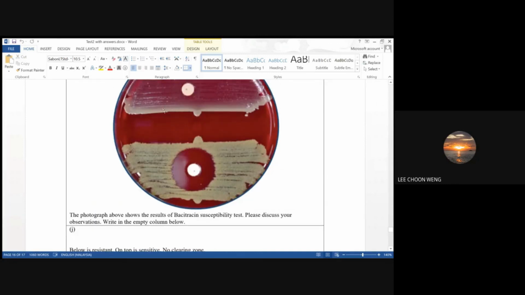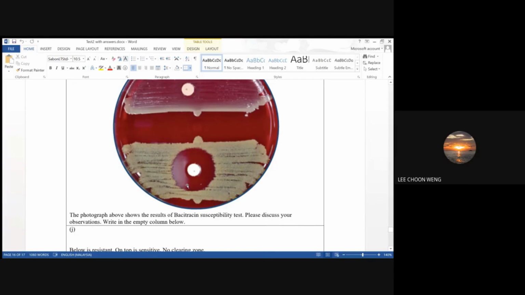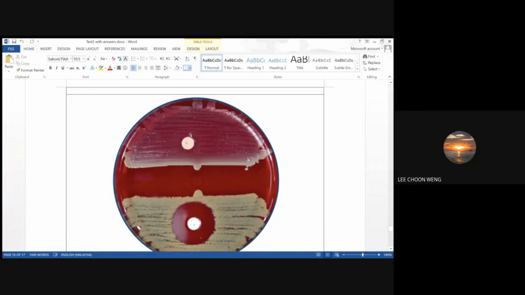This is the Bacitracin susceptibility test. Usually this is how you also carry out your antibiotic susceptibility test, where you put the antibiotic disc onto a lawn of bacteria. So if you see a clearing zone, that means the bacteria is sensitive. If not, that means the bacteria is resistant.